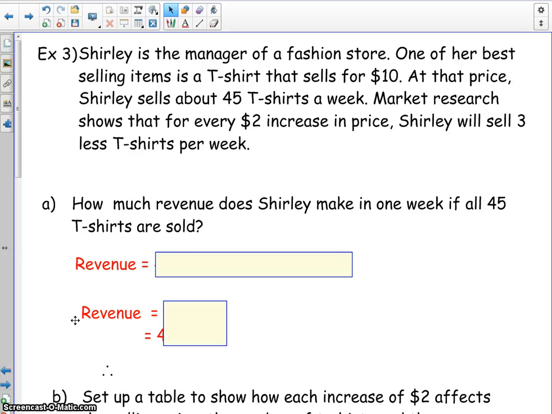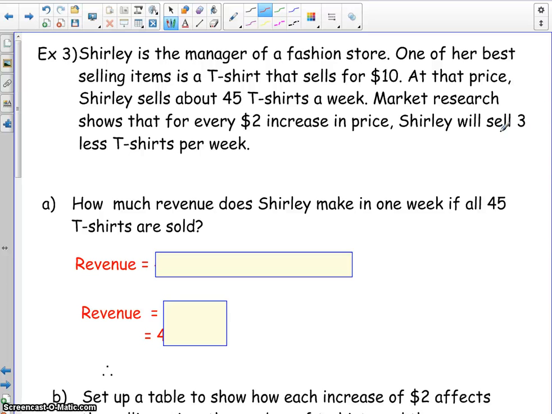Alright, so once you take a minute to read through this one, in this store, this woman Shirley sells some t-shirts for $10, and right now when she sells those t-shirts, she sells 45 of them a week for those $10. And she wants to try and earn more money, and so she's done some research that tells her that she can increase the price by $2 on the shirt if she wants, but that every time she does that, sales will go down. People won't want to pay the higher prices, so she'll sell 3 fewer t-shirts per week.